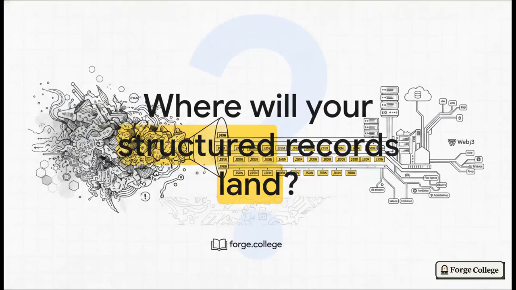But for now, I want to leave you with this question. Where will your newly structured records land? Are we talking a message queue, a database, or a metrics system? Now that you've transformed raw blockchain noise into perfect JSON records, where does this data assembly line actually lead? Think about the architecture of your specific application.